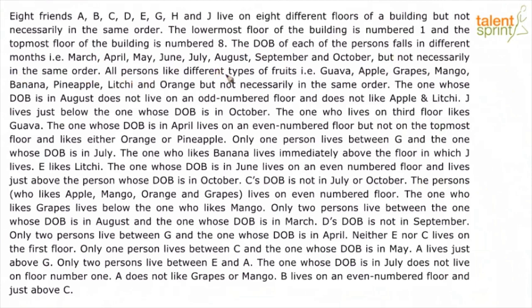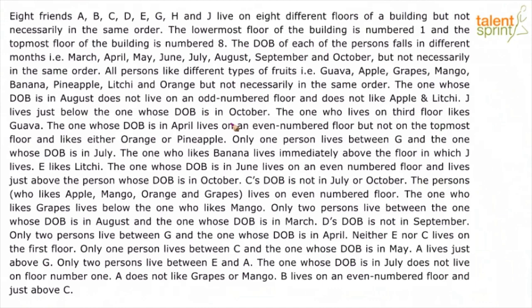All the persons like different fruits, that is guava, apple, grapes, mango, banana, pineapple, lychee and orange, but not necessarily in the same order. And from here the clues start, right? The one whose date of birth is in August does not live on an odd numbered floor and does not like apple and lychee. J lives just below the one whose date of birth is in October, right? The one who lives on third floor likes guava and so on.